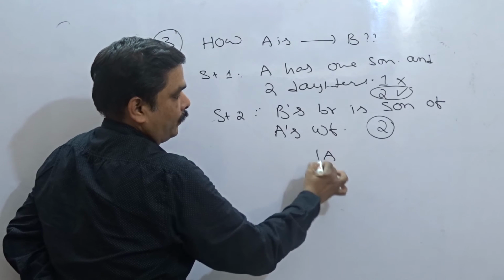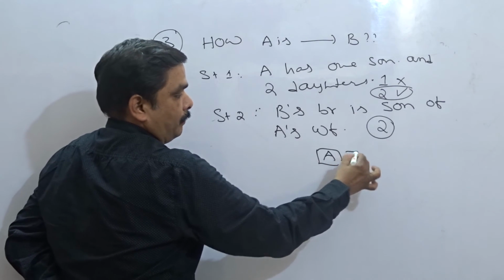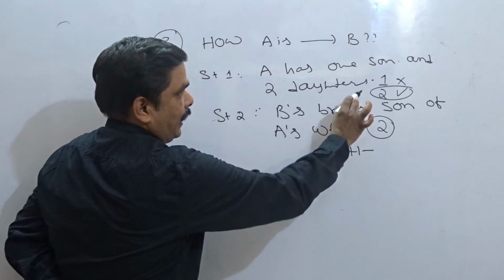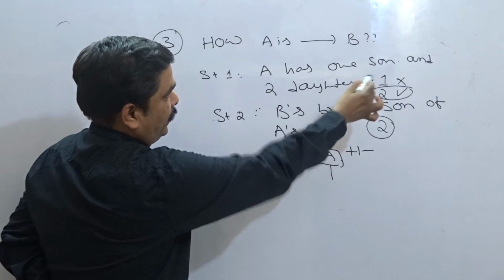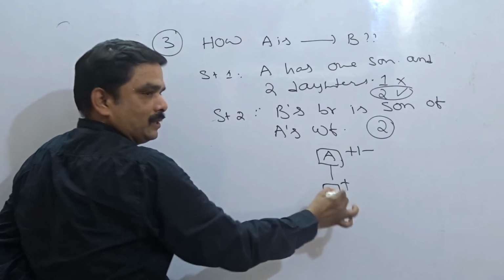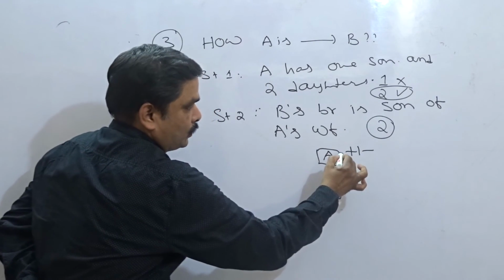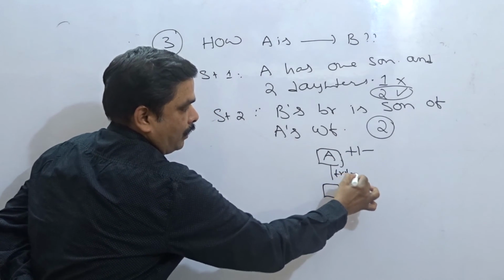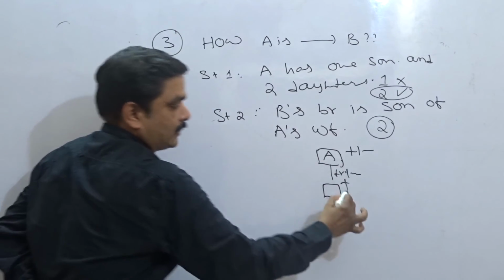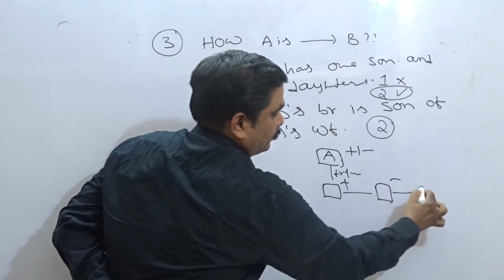A has, right, I don't know the gender of A, male or female. A has one son and 2 daughters. Now it is one son. The plus means male. I'll explain you later while going for the blood relation chapter. So A can be father or mother of this person, right? A has one son and 2 daughters.